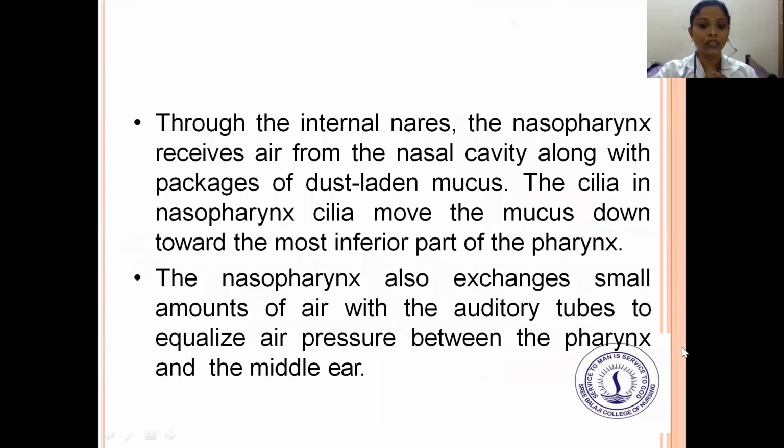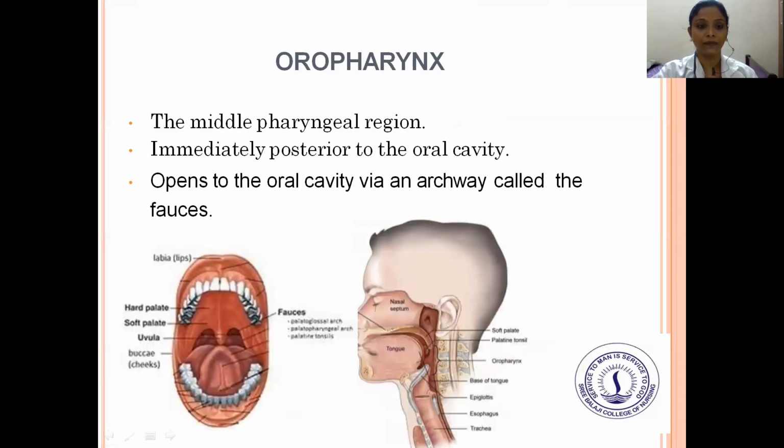And next, through the internal nares, the nasopharynx receives air from the nasal cavity along with dust-laden mucus. The cilia in the nasopharynx move the mucus downwards towards the most inferior part of the pharynx. The nasopharynx also exchanges small amounts of air with the auditory tubes to equalize air pressure between the pharynx and the middle ear. Next is the oropharynx.